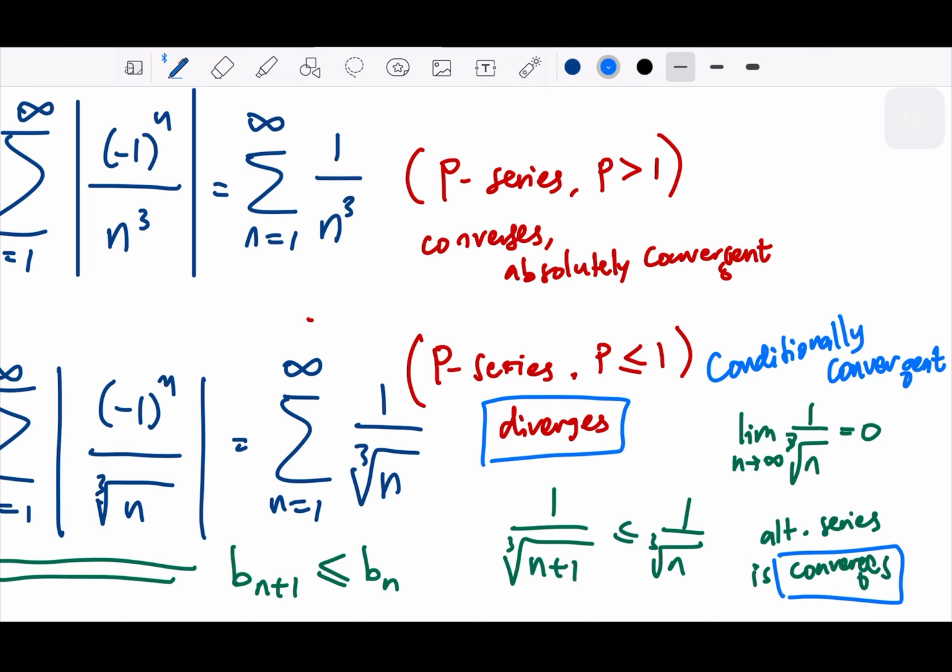So first check the absolute value, and then check with the alternating series theorem. Then you can check bn plus 1 and bn. You check the comparison between these two, and then check the limit of bn. And if that's 0 and the next term is smaller than the previous term, then we can say the alternating series becomes convergent. And since the absolute series is divergent, we are finally saying that it's conditionally convergent.